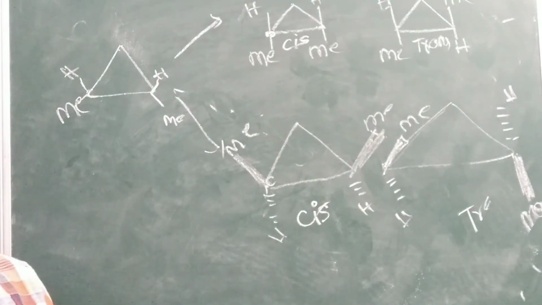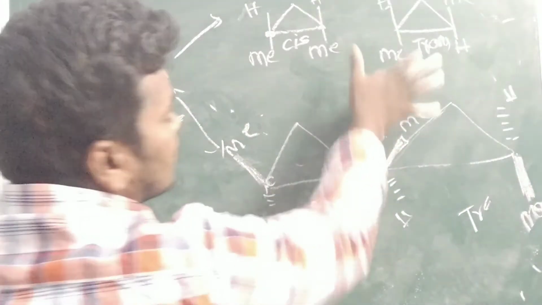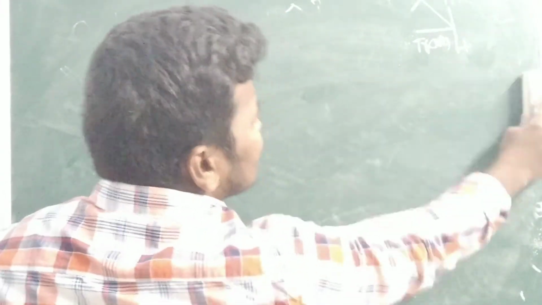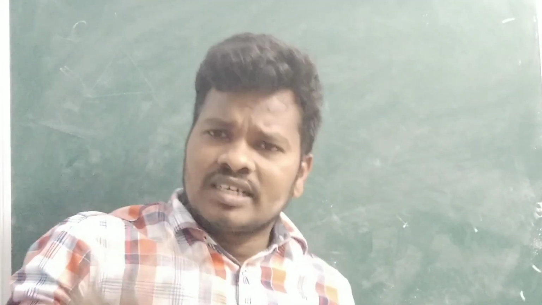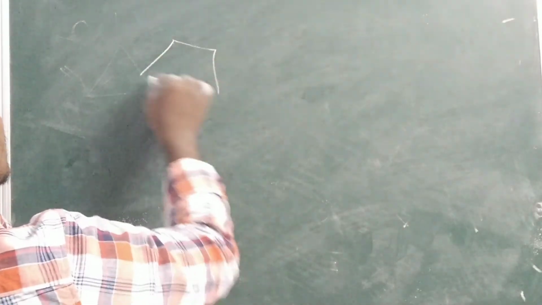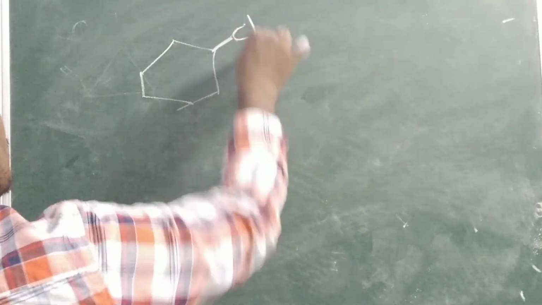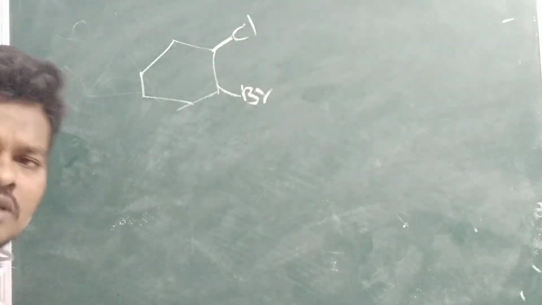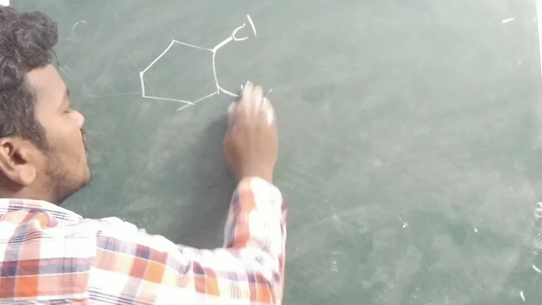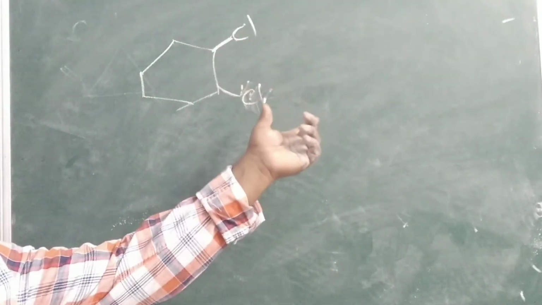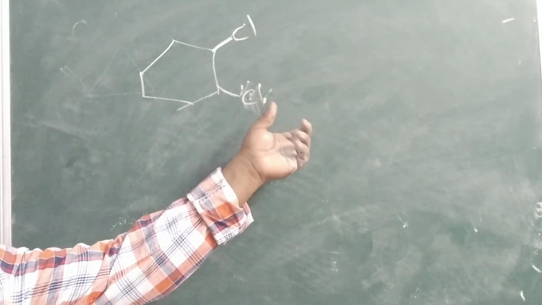Four types of isomers in total. This is one set, this is one set, like this. So next, the condition is that different groups must be present on the different carbons, that is the only condition. For example, whether it is exhibiting geometrical isomerism or not. Chlorine and bromine, exhibiting or not? Of course exhibiting, because these are present on different groups.